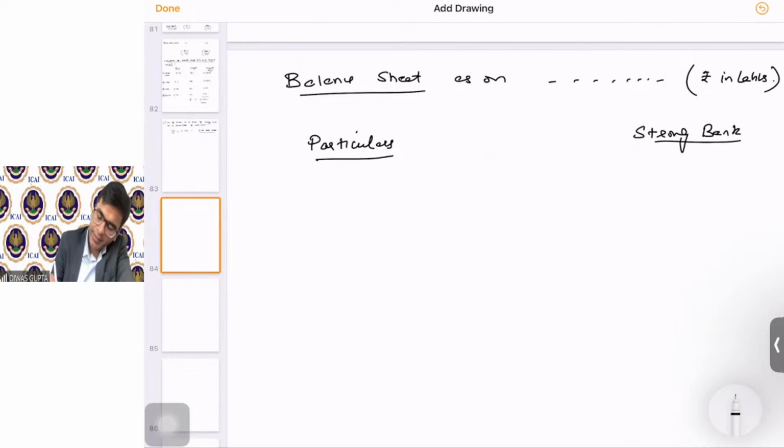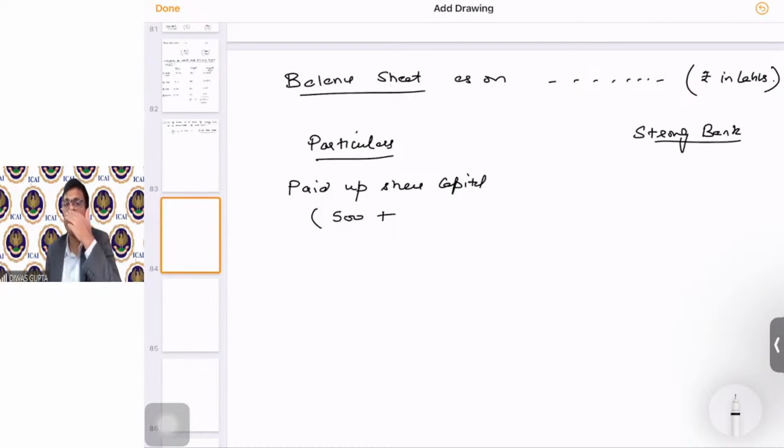So first of all, students, paid up share capital. 500 was the base, right? Was the amount that was already issued. How much have we issued now? 26.25. So 500 plus 26.25. So this becomes 526.25.